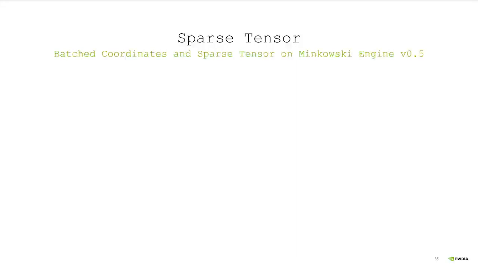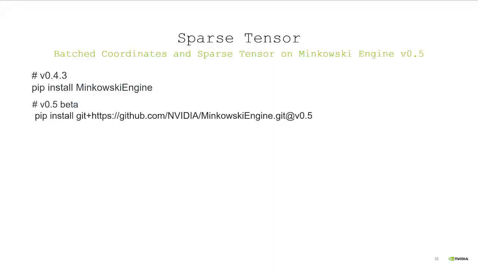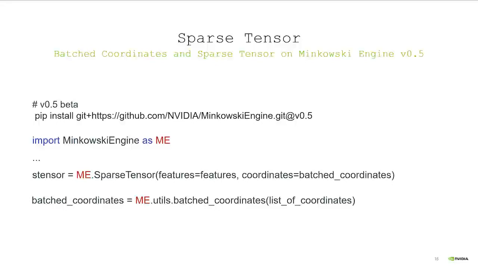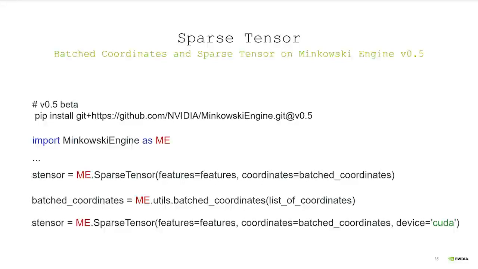Next, given the batched coordinates, let's create a sparse tensor on Minkowski Engine. First, you can simply pip install Minkowski Engine, or you can use the latest version with this command. Then, you can create a sparse tensor by simply feeding the features and coordinates to the sparse tensor class, or you can use the Minkowski Engine utility function to create the batched coordinates. If you want to use Nvidia GPU acceleration, provide the GPU device argument like this.